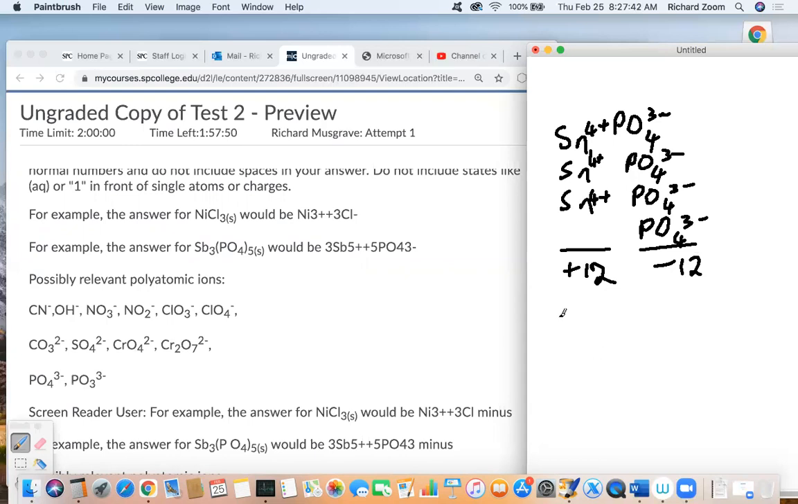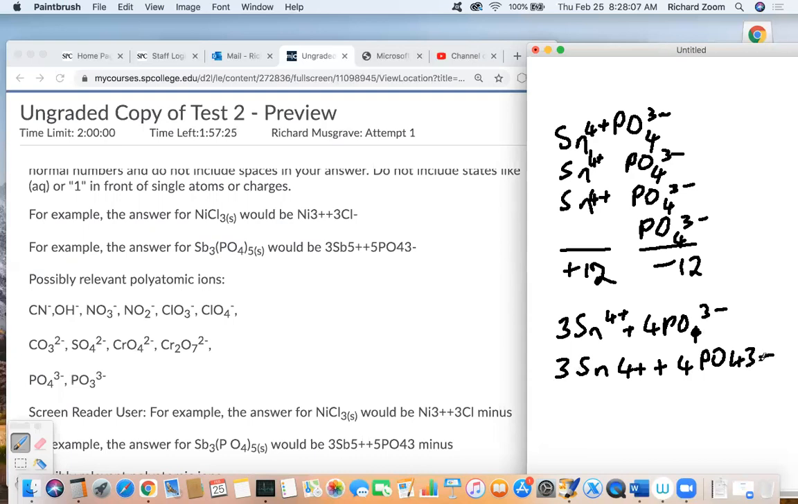So the final equation here is going to be 3 Sn4 plus plus 4 PO4 3 minus. In the box, you would write 3 Sn4 plus plus 4 PO4 3 negative. Does anybody have any questions?